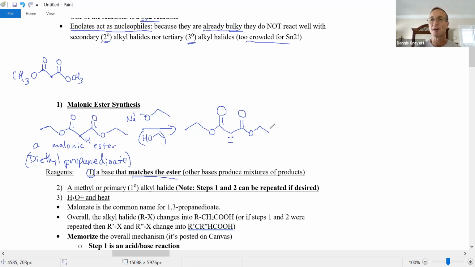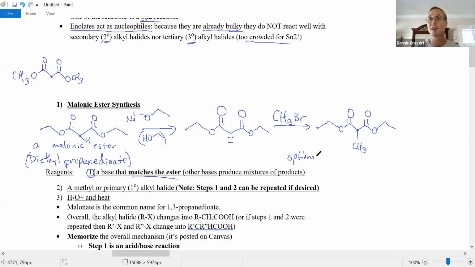Somebody's got a lone pair. Why don't you attack a primary or a methyl halide and do an SN2 reaction? So I'm not going to draw the curved arrows, but you know it. It's SN2. Lone pair hits this carbon, bumps out the halide, and put a methyl group right where the lone pair used to be.